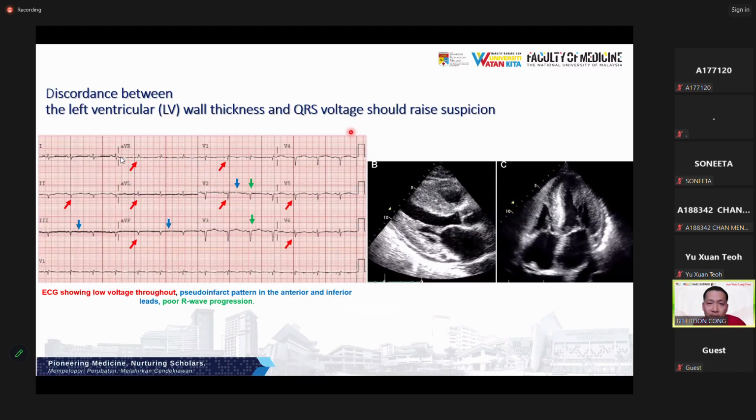The common question they ask is, when you have amyloidosis, if you look at the echo, remember just now the LV wall thickness is more than 1.2 centimeter, right? So when you have hypertrophy in the echo, but your ECG actually has no hypertrophy changes, no LVH strain pattern, this is called discordant, meaning your echo and your ECG do not tally. When you have discordant, you should raise suspicion of amyloidosis.